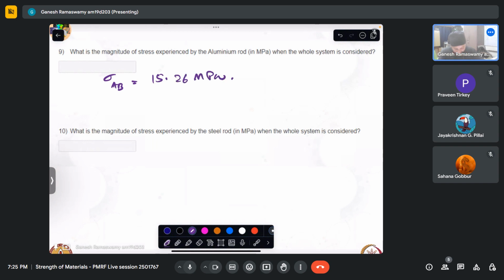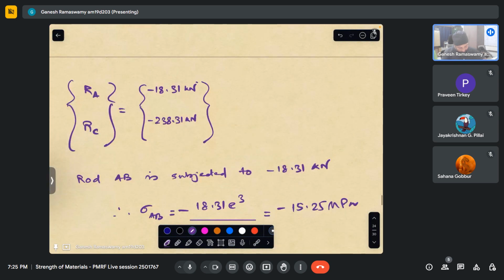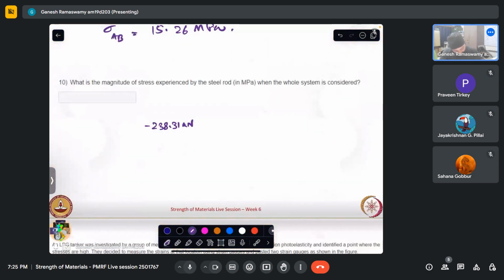Similarly, the stress experienced by the steel rod will be sigma steel. The steel rod is nothing but BC, so sigma BC is the magnitude of this. I'll remove the kilonewton and substitute it by Newton. The area was 2000, I think. So this comes to 238.313E3 by 2000, which is around 119.16 MPa.